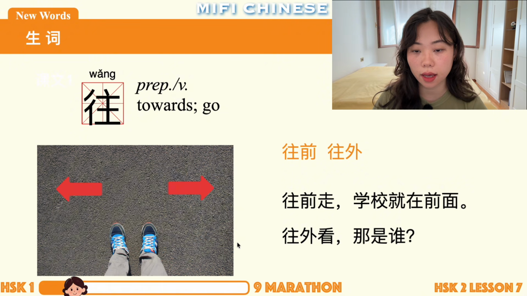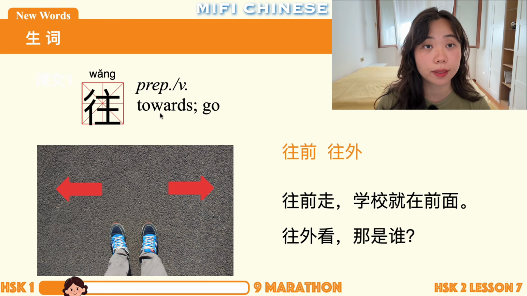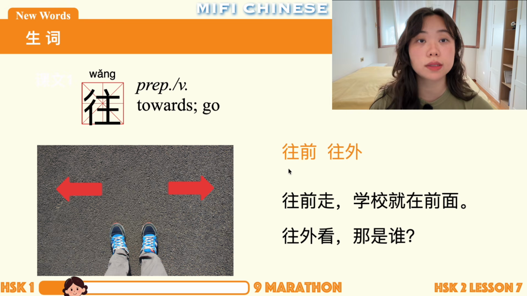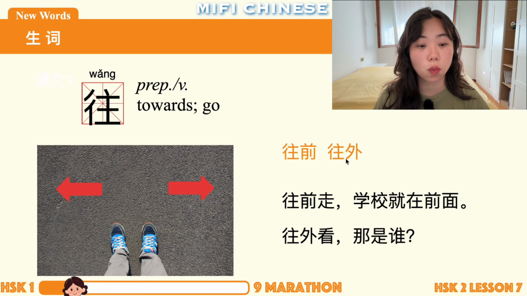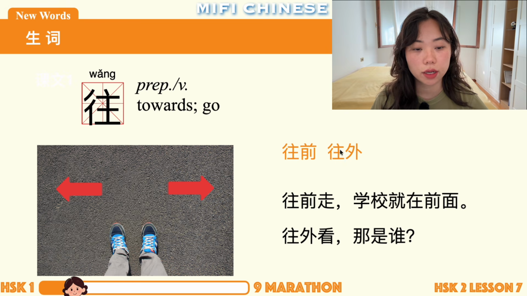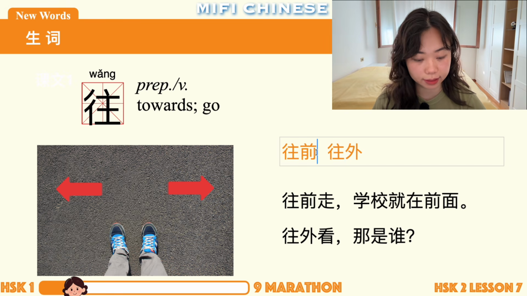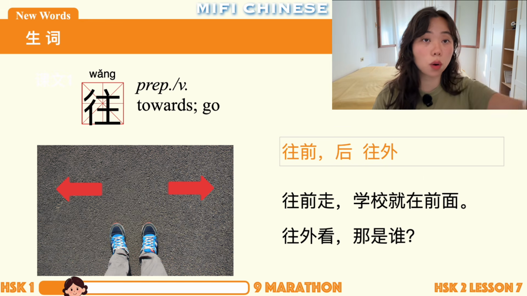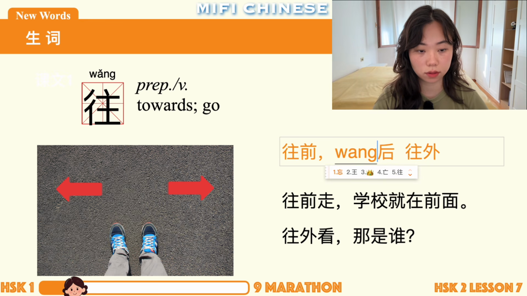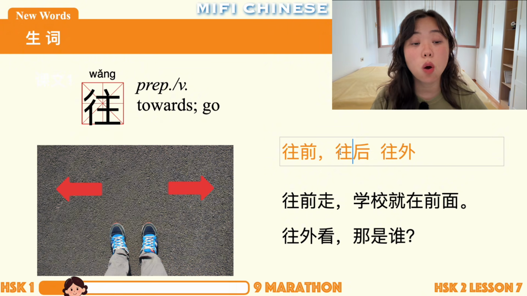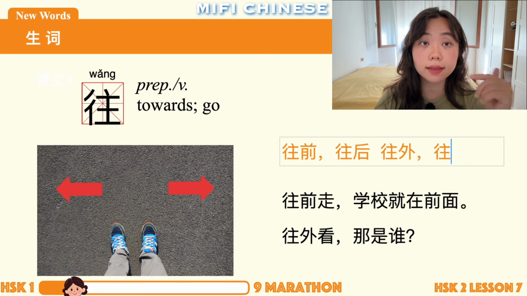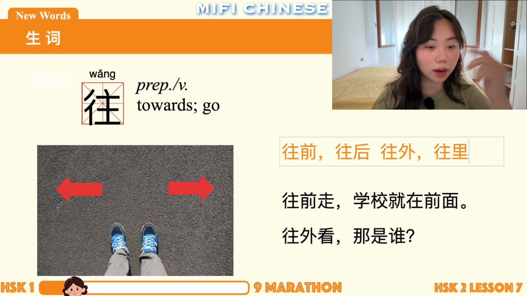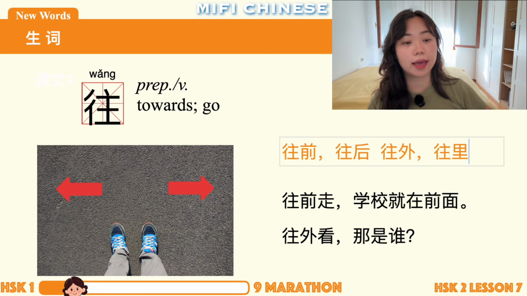And then next one, 往. Okay, this is either a preposition word or it's a verb. It means towards or go. Let's see. 往前, towards the front. And then you say 往外. What is 外? 外, outside, right? Towards the outside. So we have 前. What about back? 后, right? So 往后 is towards the back. 往外, then what about the inside? Can you remember what's inside? 里, right? So 往里, 前后, 外 and 里.